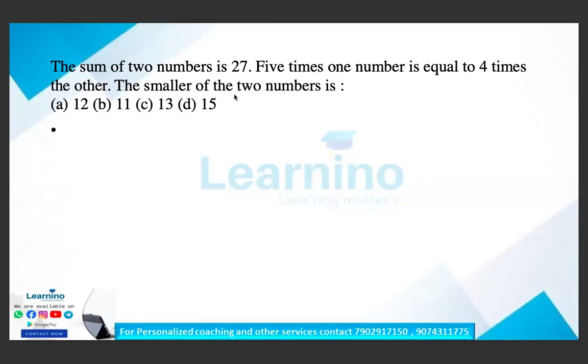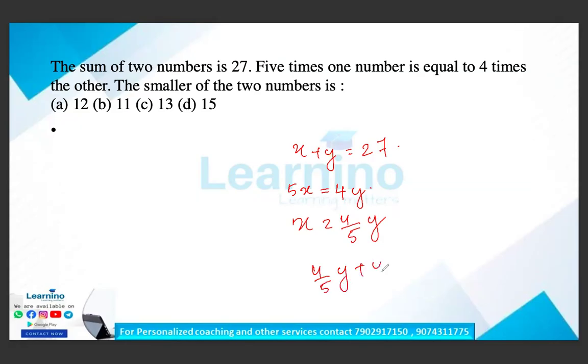The sum of two numbers is 27. Five times one number is equal to four times the other. The smaller of the two numbers is? Let x be the smaller number, so x equal to 4 by 5 y. So 4 by 5 y plus y equal to 27.